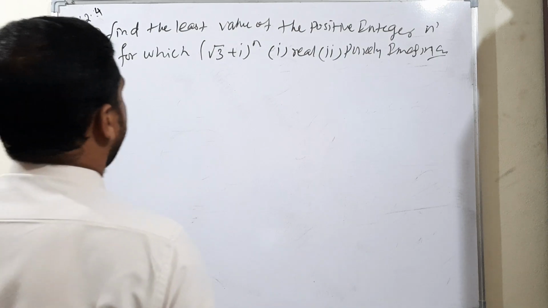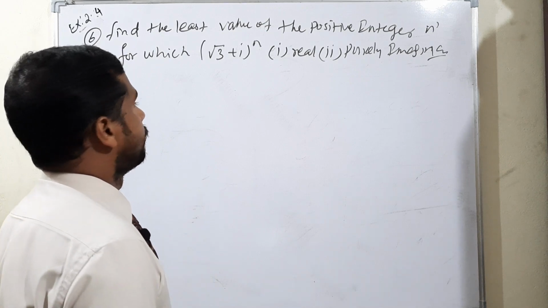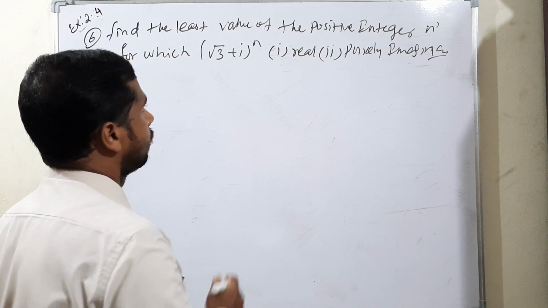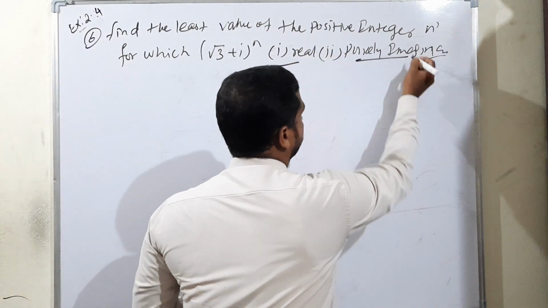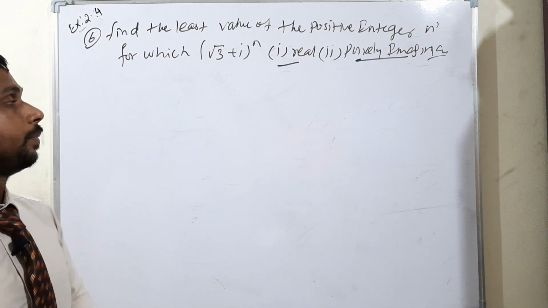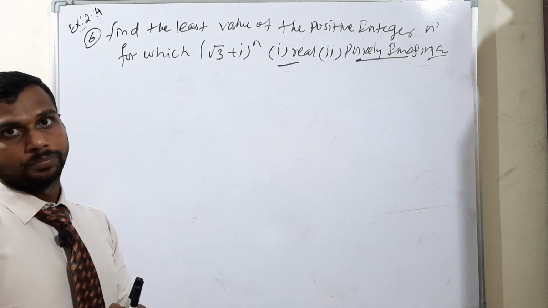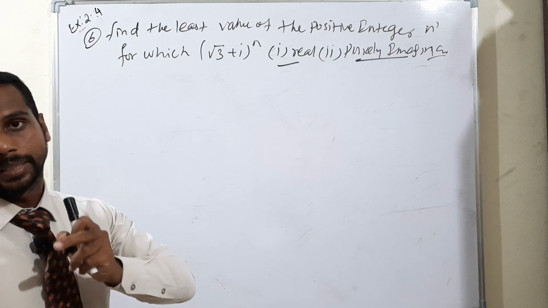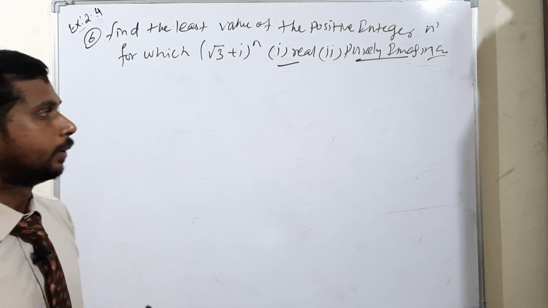What is the question? Find the least value of the positive integer n for which (√3 + i)^n is purely real and purely imaginary. Already you know the meaning of purely real: when y is equal to 0, we can call it purely real. We can say purely imaginary when x is equal to 0.